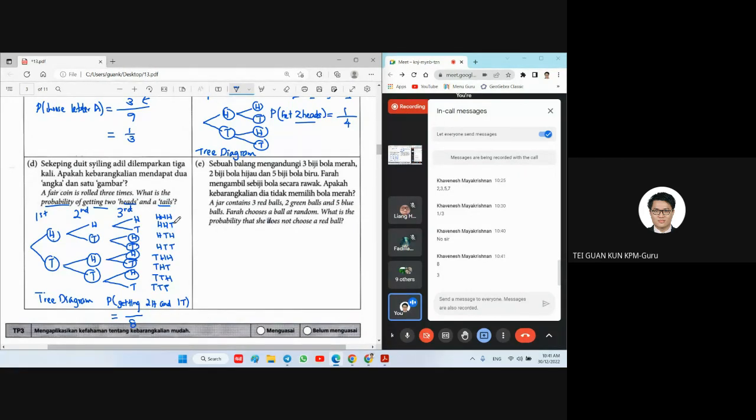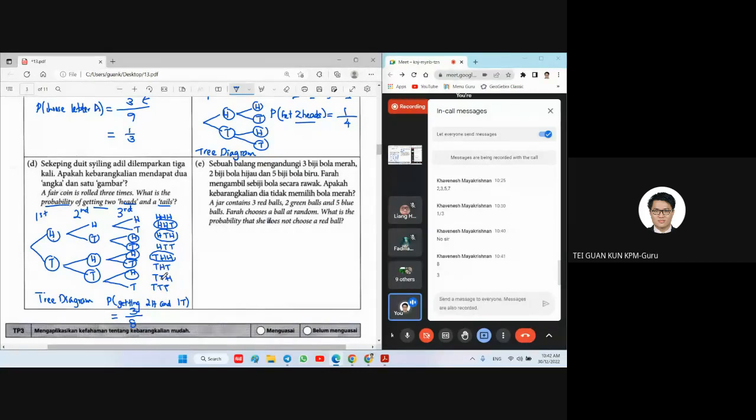3 lah. 2 head, 1 tail. So ada 3 kali peluang lah. Ada 3 kali outcomes untuk dapat 2 head, 1 tail. So 3/8 lah. So ini adalah probability-nya lah, to get 2 head and 1 tail.